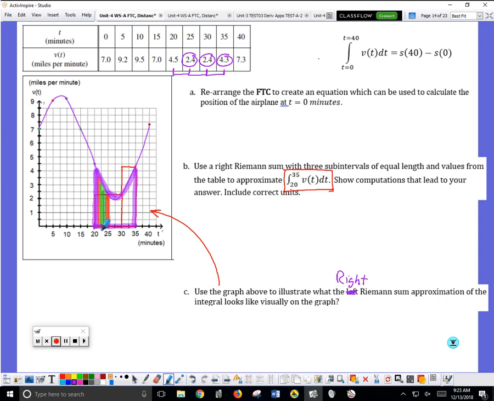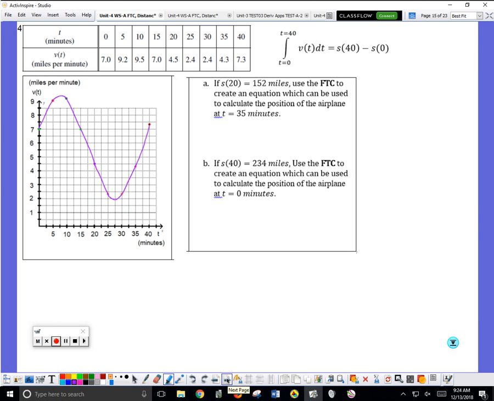Question? Excellent. So next one. So go to number 4. So do page 4. Go.